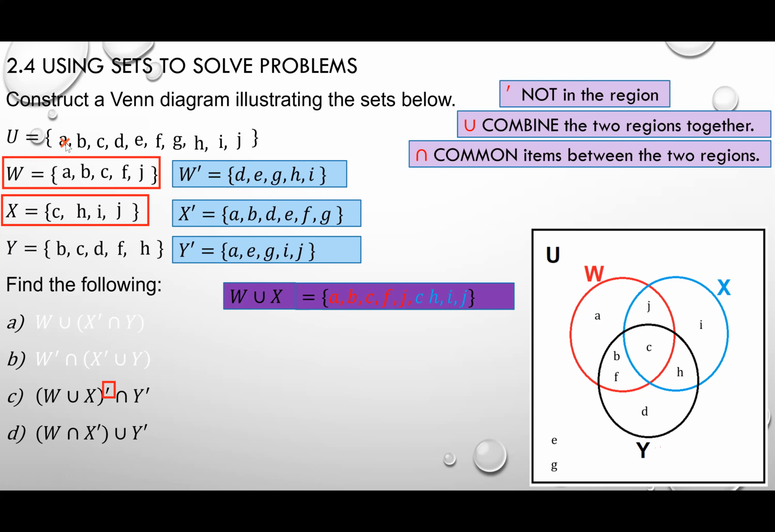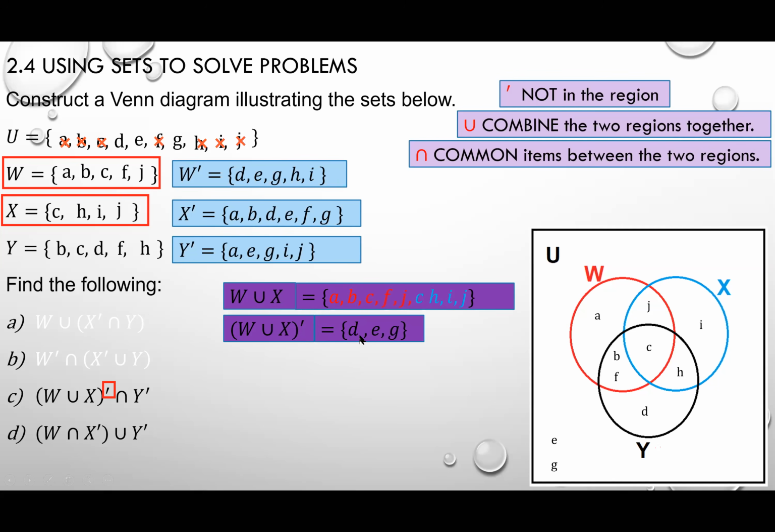Which means we have to throw out the A, the B, the C, the F, the J, the H, and the I. Everybody see that A, B, C, F, J, H, I is what we need to throw out. Basically, they're asking for what is outside of the red circle and also outside of the blue circle. Everybody see that outside of that region we have E, D, and G. So if you X them out, we have D, E, and G, which is the complement, the prime. Because of this prime, we need to give you D, E, and G.